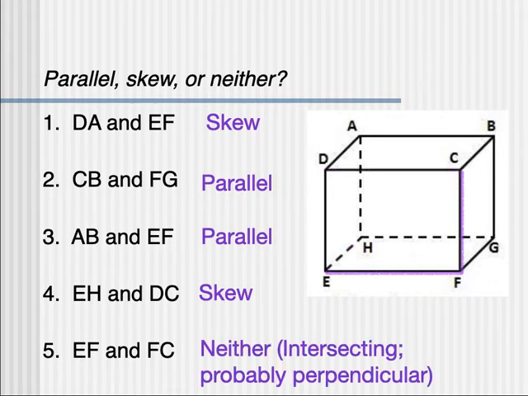Number 5, if you highlight EF and FC, you'll notice how they do intersect, so that'd be neither. If they intersect, it can't be parallel or skew because a major part of both of those definitions is that your two lines never intersect, never run into each other. So you would write neither because they're intersecting, and it looks like they might actually be perpendicular lines, which is an option we haven't talked about yet. It'd be hard to prove because we don't know for sure that's a right angle, but it looks like it might be.